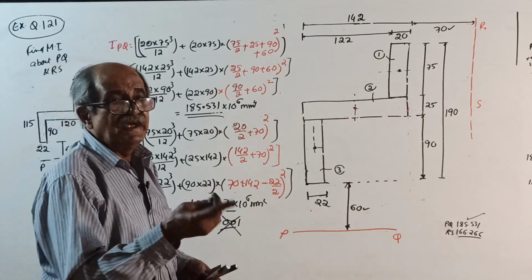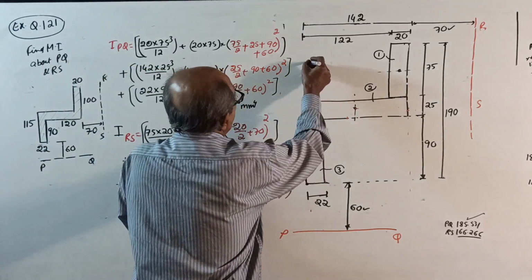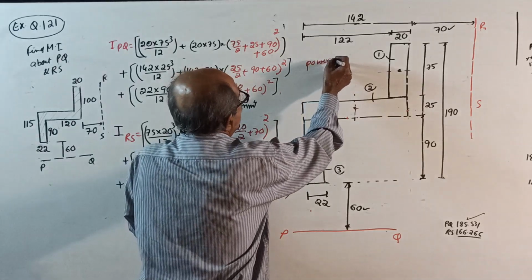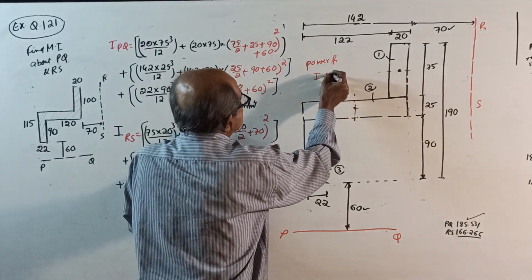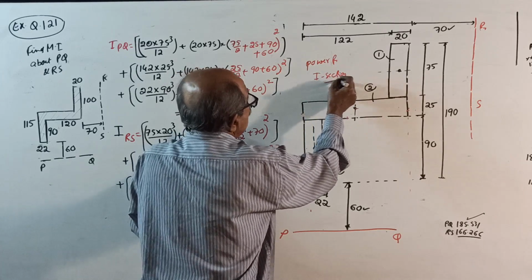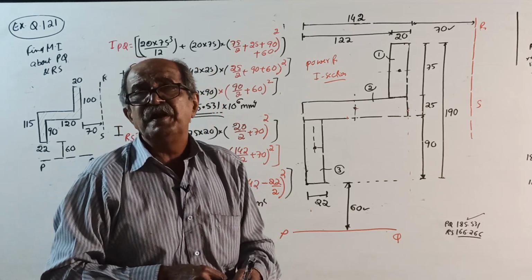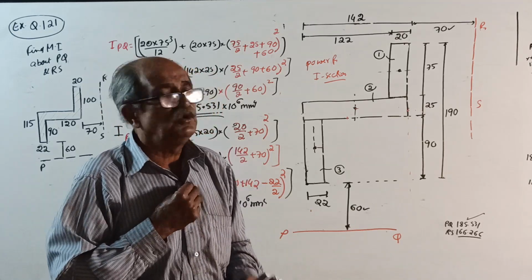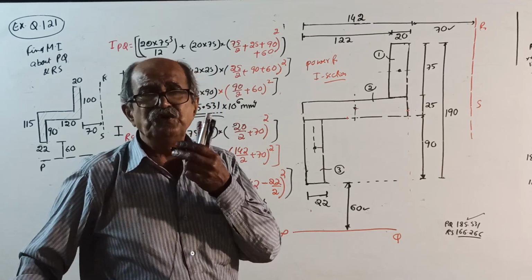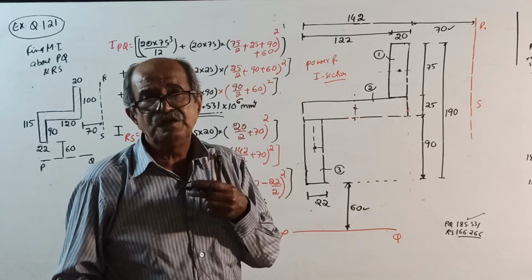Sufficient for today. Next class I am going for the most powerful part, that is I section. Some 4 or 5 questions I will solve in a single class, both symmetrical and non-symmetrical. Both I will cover. Okay. All exercise, brief solution. Okay. Thank you. Next class we will meet.